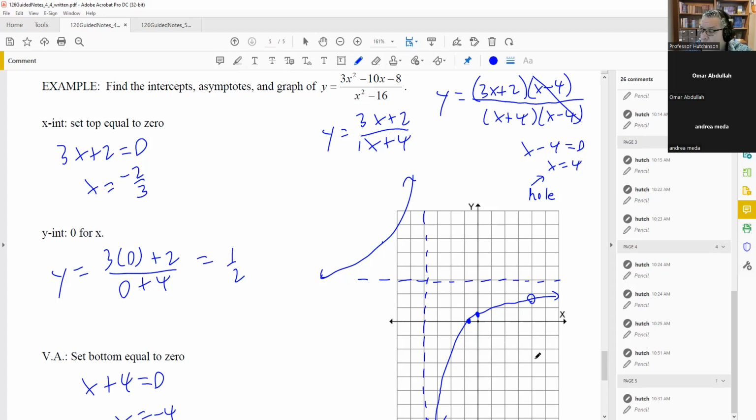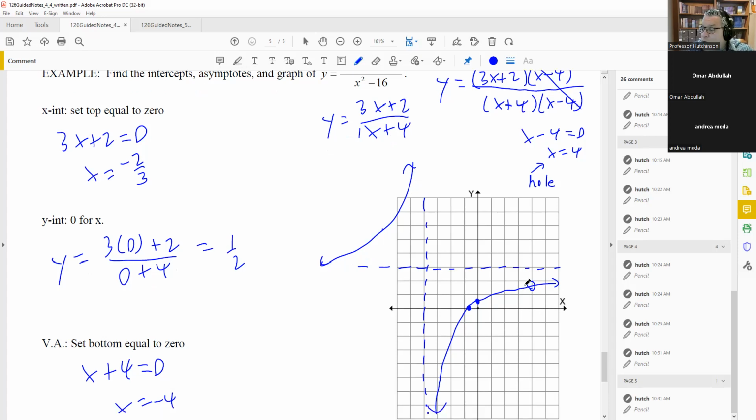And so that's what your completed graph looks like. Now it's correct because we've got the open circle at the x value of 4. You'll just put an open circle on the graph at that point.